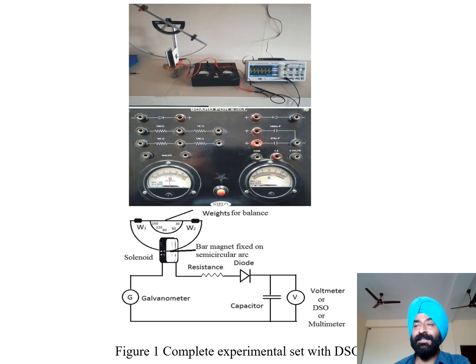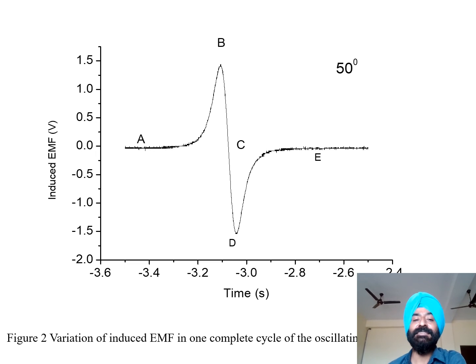This is the usual kit that we use in our BSc experiment, where the magnet oscillates through the coil. Now across the capacitor you introduce your DSO to visualize how the voltage varies when the magnet oscillates through the solenoid. This is a single cycle. As the magnet approaches, the induced EMF goes to the maximum, then it starts decreasing, it crosses the center of the solenoid, then the EMF takes the reverse sign, and again it starts decreasing.